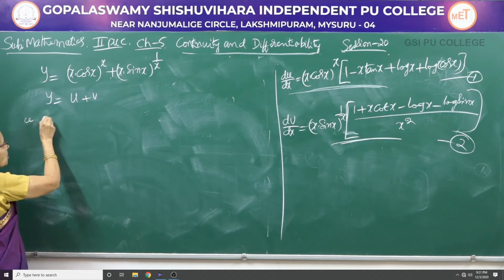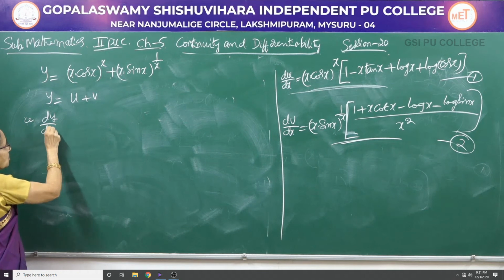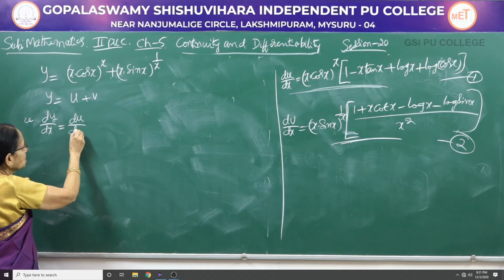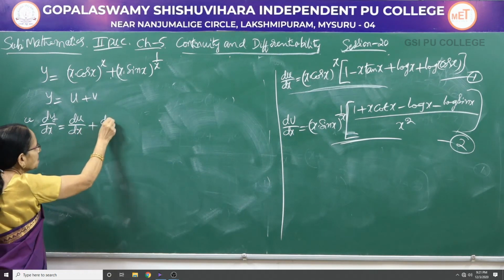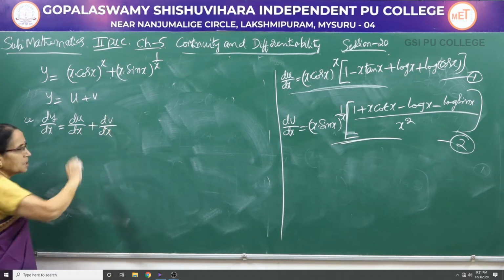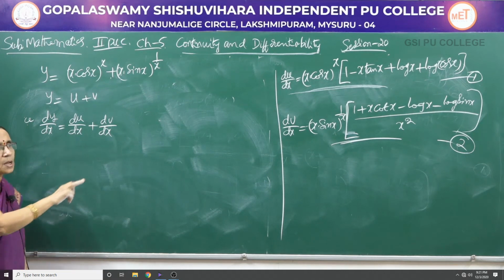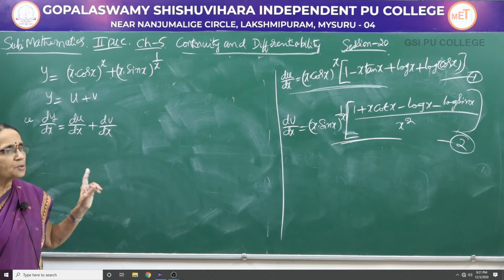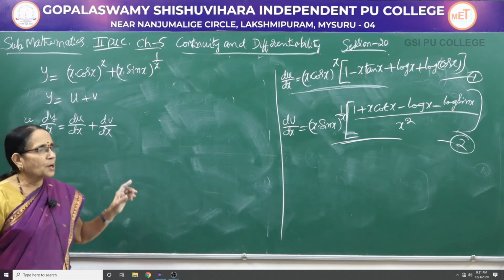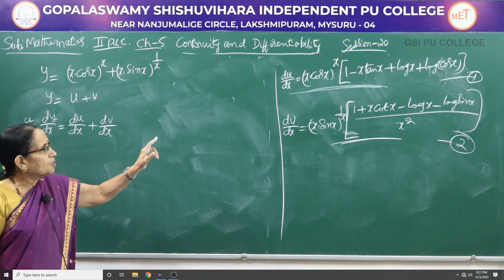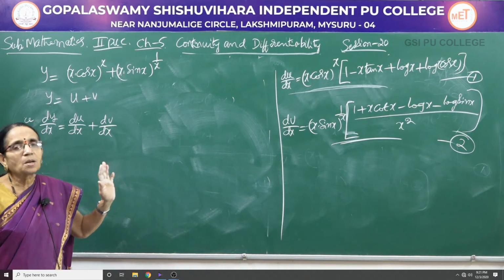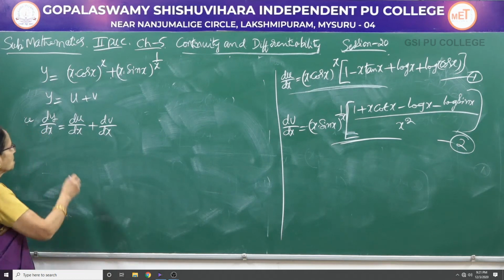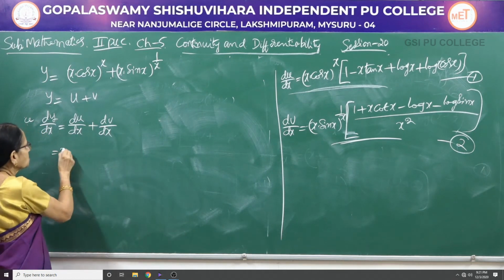Therefore, when you differentiate with respect to x, dy by dx equal to du by dx plus dv by dx. That is why first we calculate both of them, that is du by dx and dv by dx, better you calculate them, then finally you can express here. Now, take the results 1 and 2 which give us the derivatives of both the parts of the function and write it here. What is du by dx here?